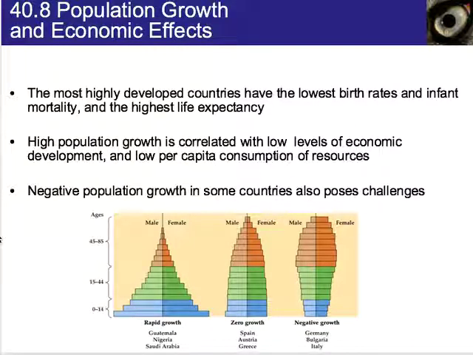The most highly developed countries have the lowest birth rates and infant mortality and the highest life expectancy. For example, in Japan, in the United States, and other more developed countries, women are waiting longer to have children and usually have only one or two, versus back in the day. But these children are expected to live because we have better medicine and infrastructure.